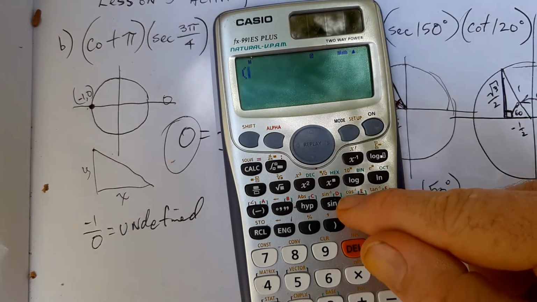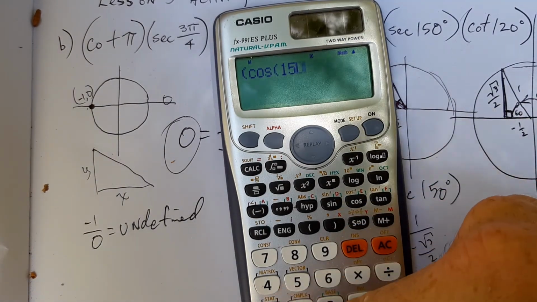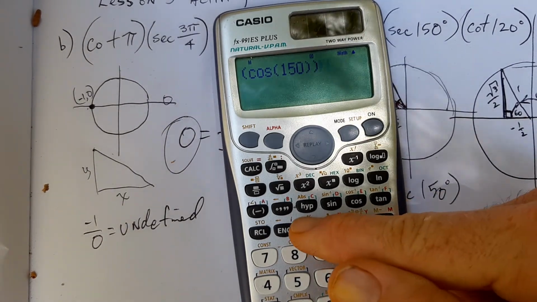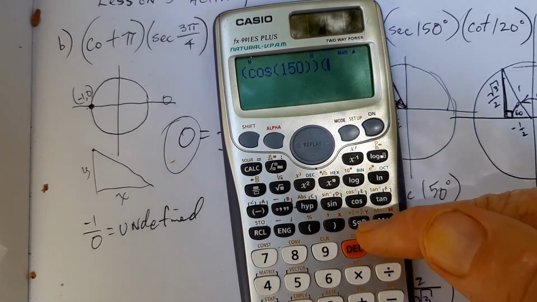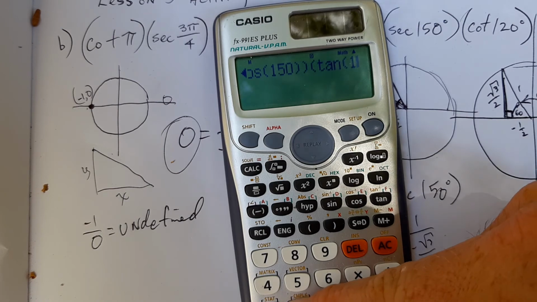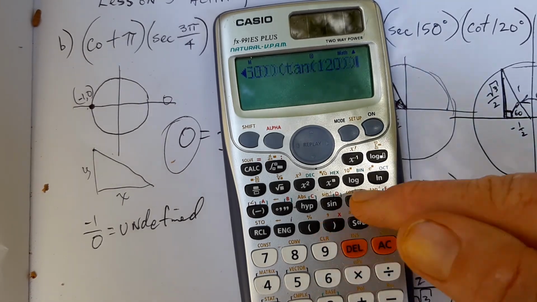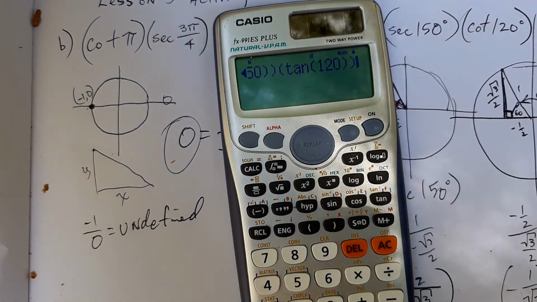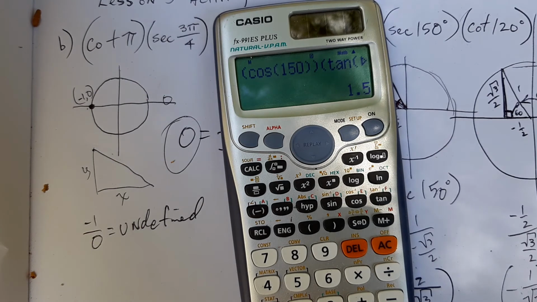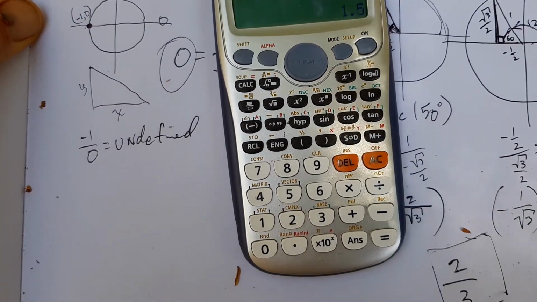Secant, as in cosine 150, in bracket, times tangent 120, bracket. So then I should take the inverse of that, equals 1.5. Great. 1.5 is 3/2. Take the inverse of 3/2, get 2/3.